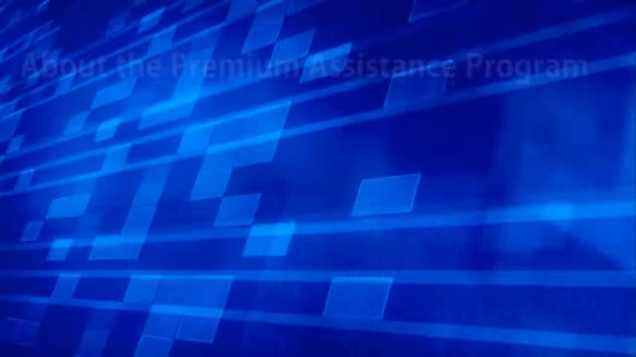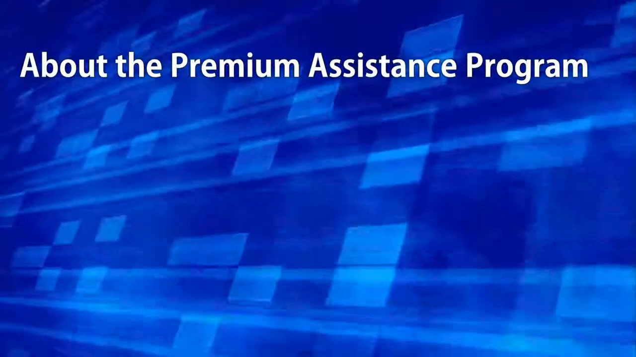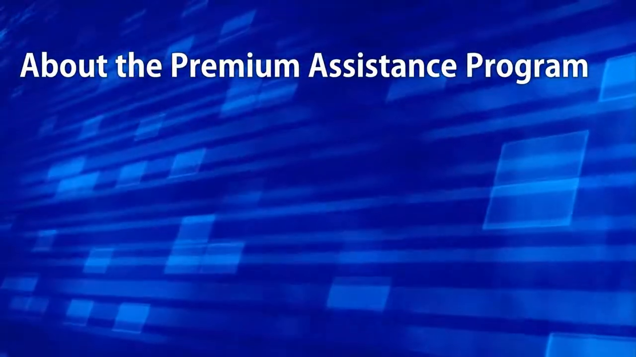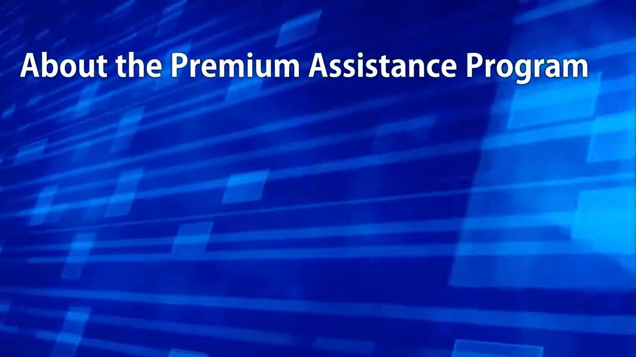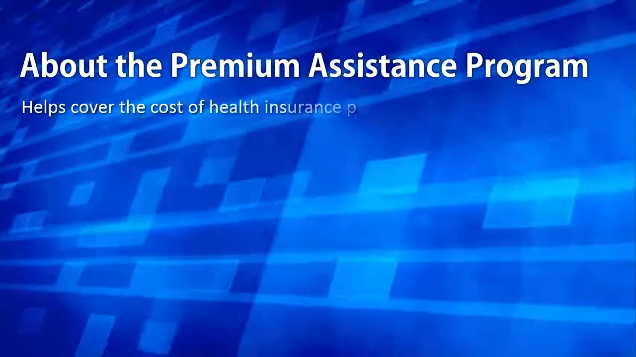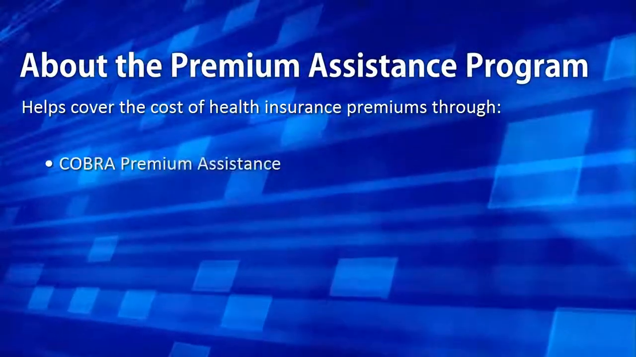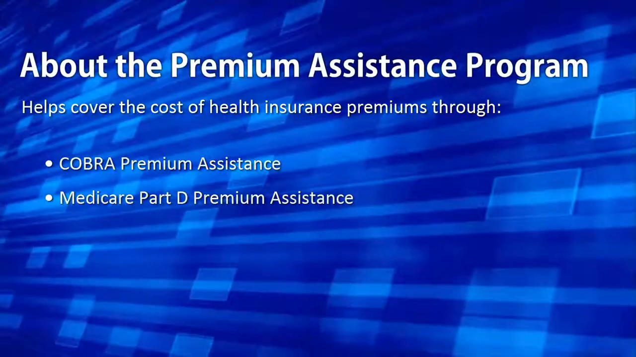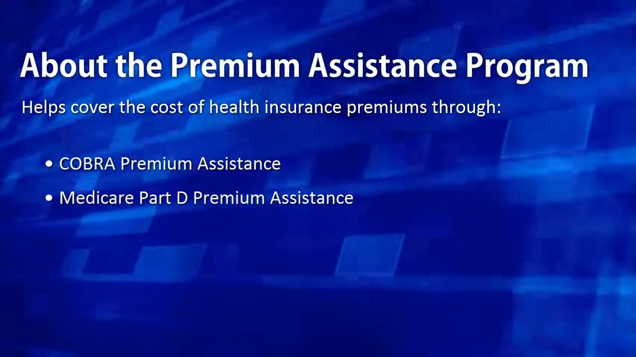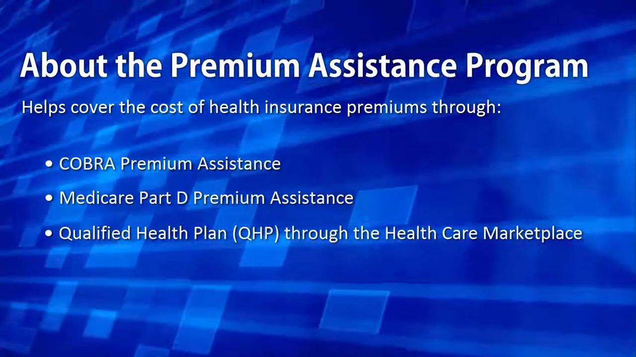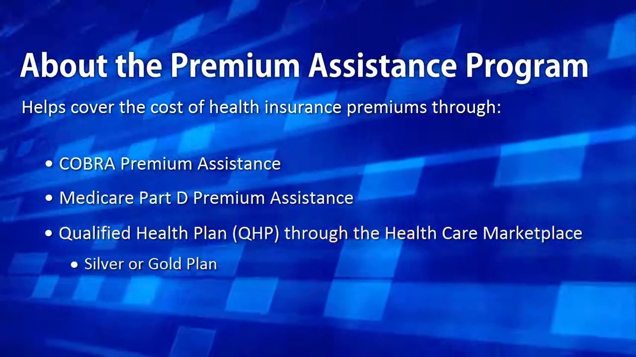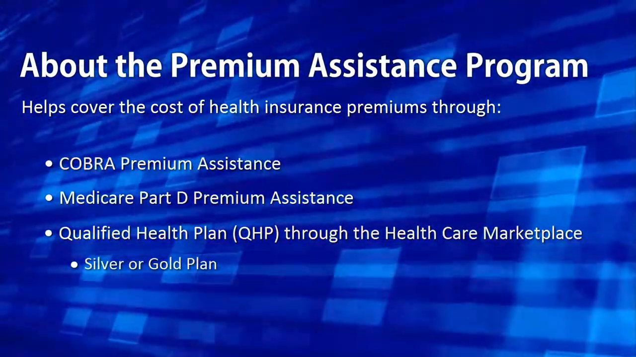Before we get started on how to fill out the application, let's first be sure you qualify for the Premium Assistance Program. The Premium Assistance Program helps cover the cost of health insurance premiums through 3 types of assistance: COBRA Premium Assistance, Medicare Part D Premium Assistance, or a qualified health plan through the marketplace. A member can choose either a silver or a gold plan. Let's take a look at each type of assistance.